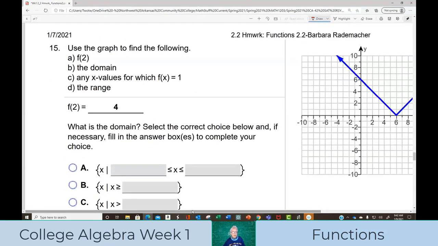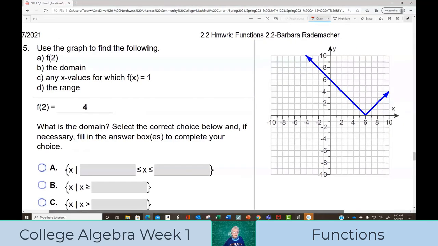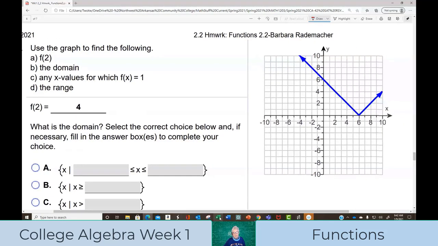Okay, and you have more of these, but let's do this because it's a little more complicated. This is the graph of the absolute value, just so you know. You're going to see it. This is the graph of y equals the absolute value of x, but it's shifted.